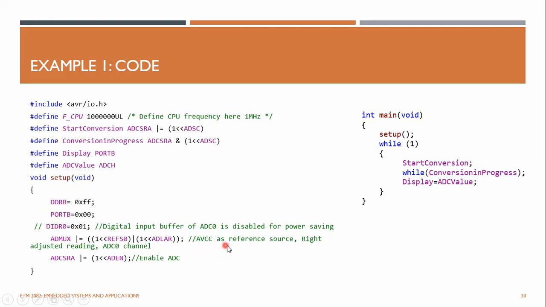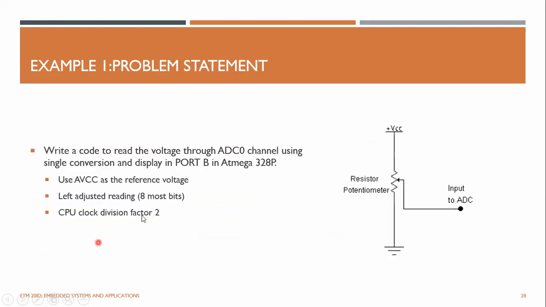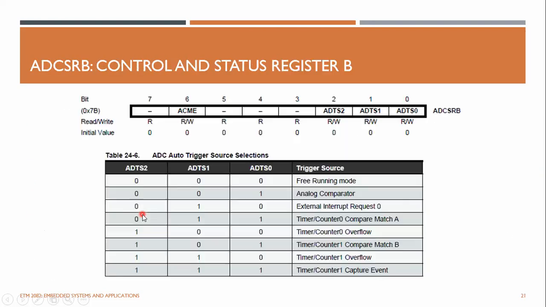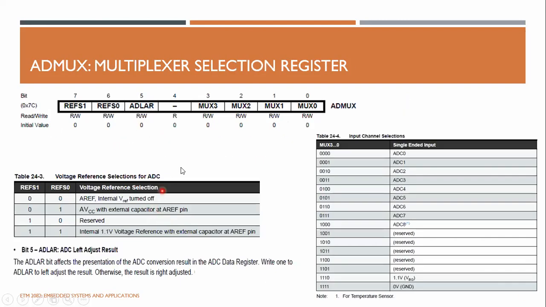Now you need to select your reference voltage source, whether the reading is right adjusted or left adjusted, and the required channel. By default, the channel is ADC0, which means in the ADMUX register, the channel bits for ADC0 are 0, 0, 0, 0. By default, all are 0, so you don't need to do anything on these 4 bits. Just leave them there, and it will select ADC0.